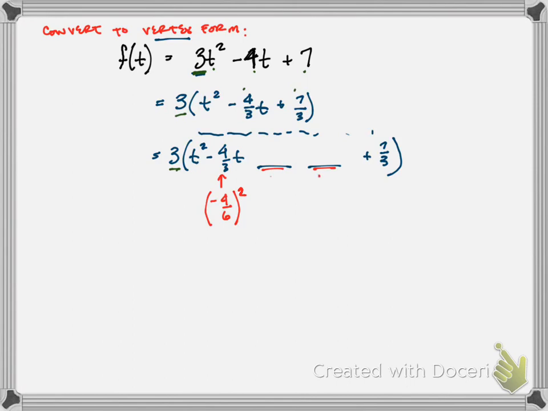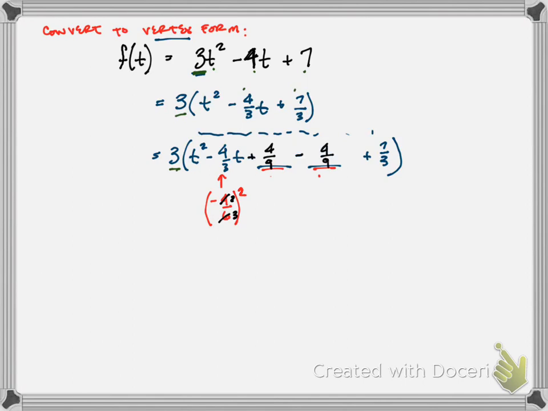Now we can simplify negative 4/6 and rewrite it as negative 2/3, and when you square a fraction, you square the numerator and you square the denominator. So this is going to be plus 4/9 minus 4/9.